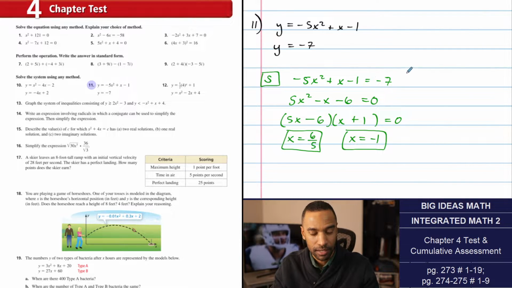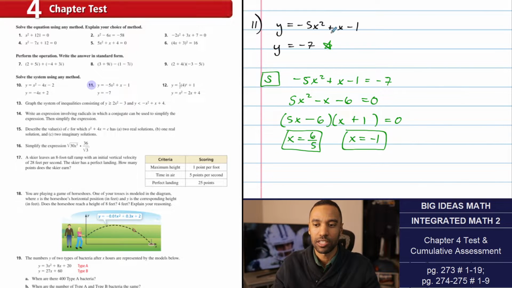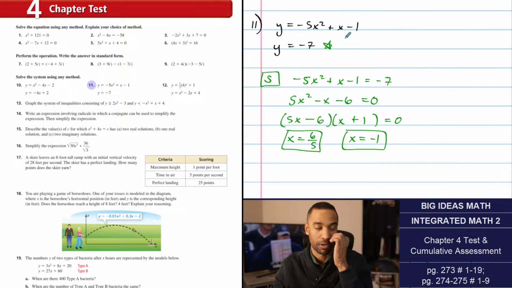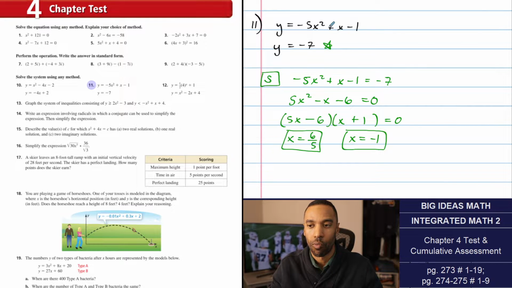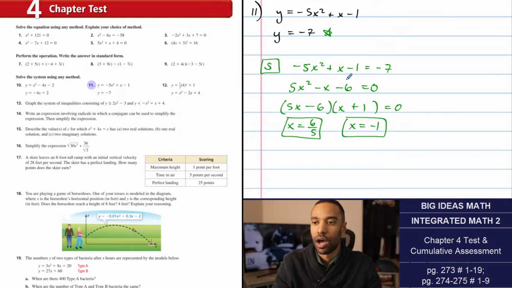Now, I'm not done. I still need to find the y values. Oh, here they are. y is negative 7. No matter what I say, if I substitute 6/5 for x right here, I'm going to get negative 7 apparently. And if I substitute negative 1 for x here, I'll also get negative 7. That's just the idea. That's where they intersect.